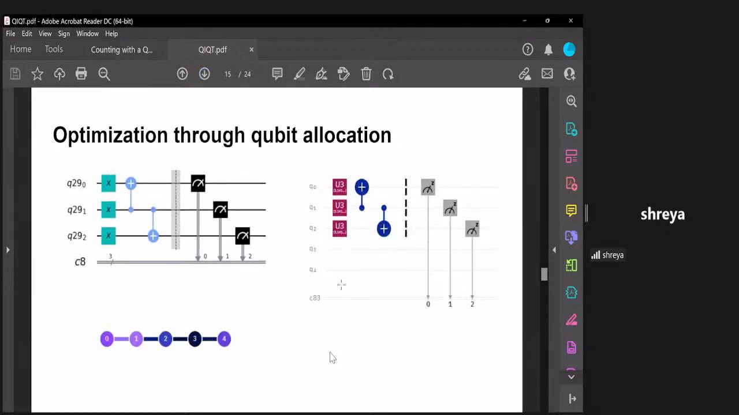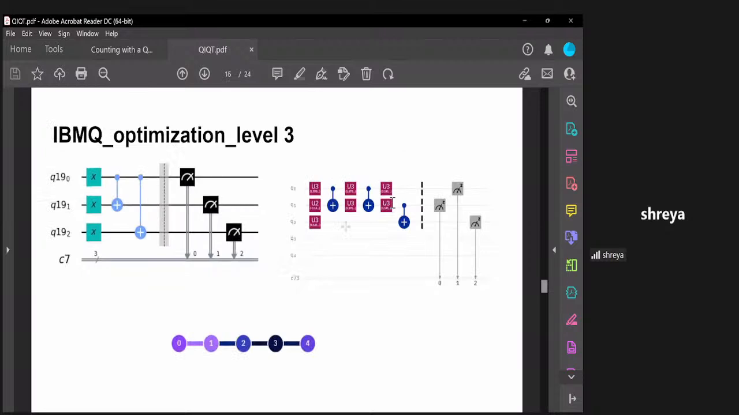We can allocate our logical qubits in a different way on the physical hardware by looking at the qubit connectivity graph. What have I done here? I have allocated 0 to 1 and 1 to 0 and 2 to 2. By doing this simple allocation, I have reduced the cost by 3 CNOTs. And if I assume that the error for 1 CNOT is 30, you can see how much cost I have saved here. So this is something that the IBM-Q optimization level 3 does.